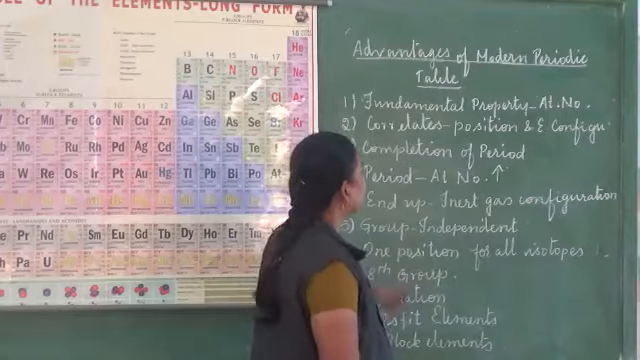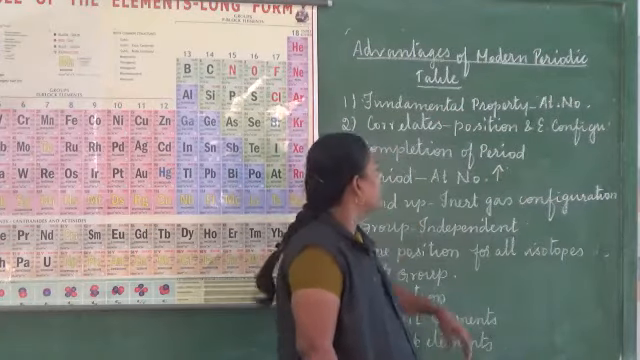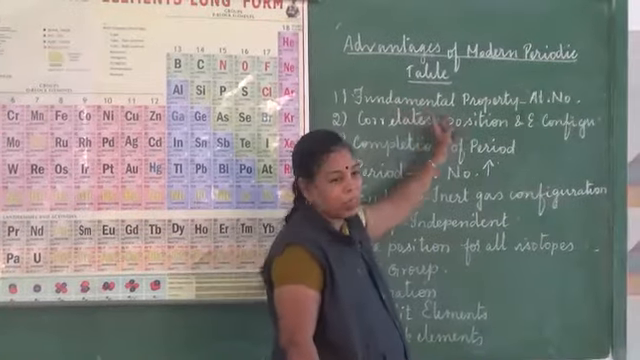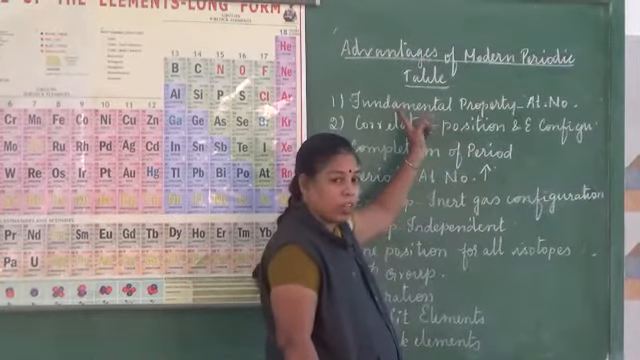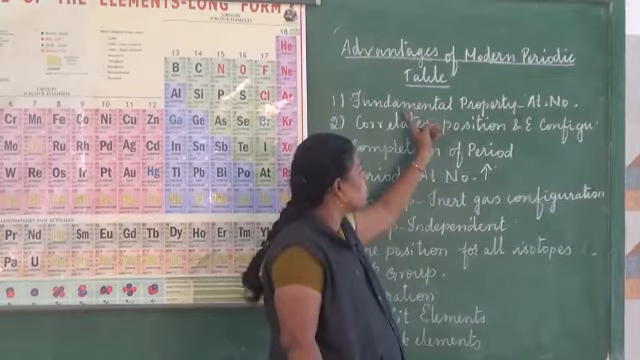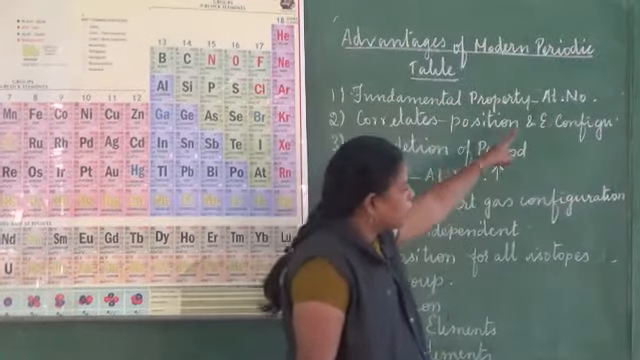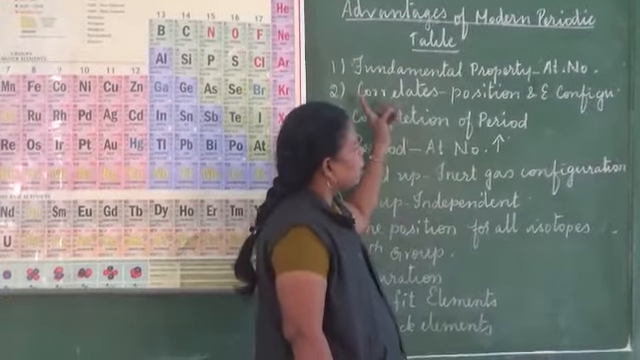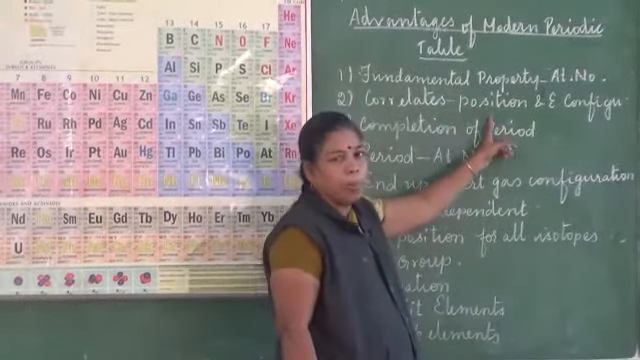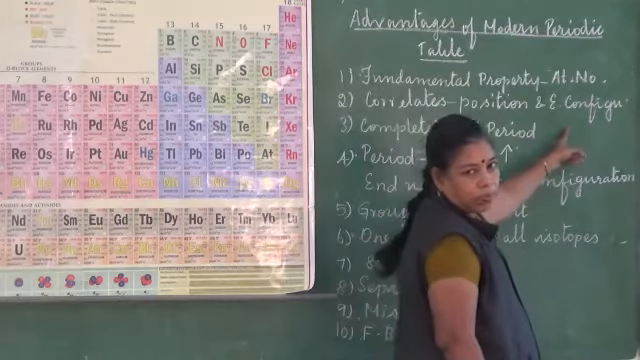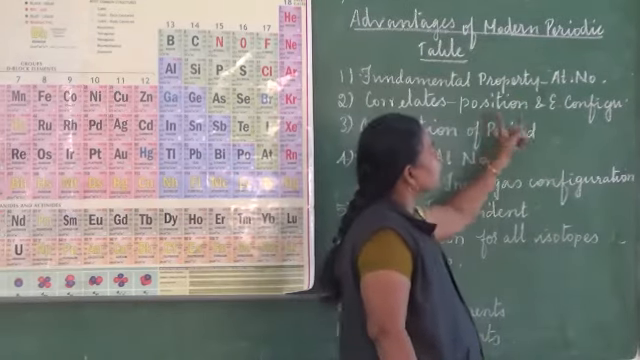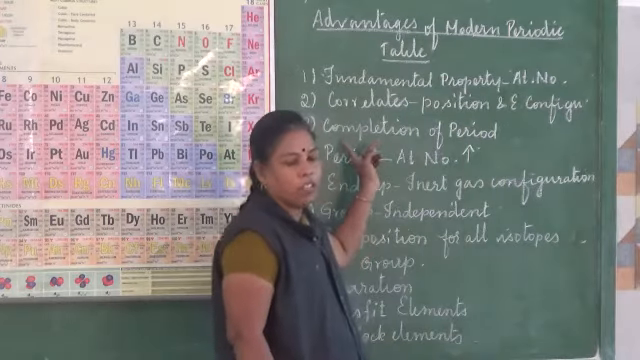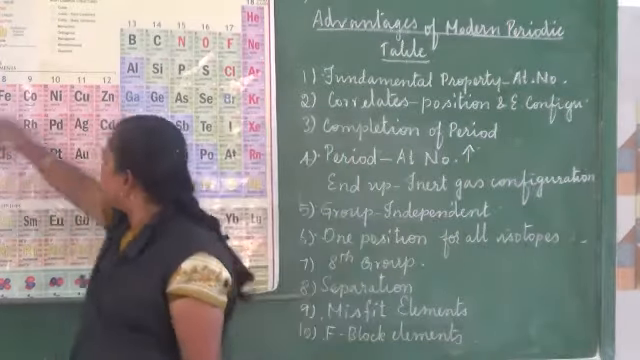Now we are going to see the advantages of the modern periodic table. The arrangement of elements in the periodic table is based on a more fundamental property, that is atomic number. It correlates the position of the element with its electronic configuration and the completion of each period.